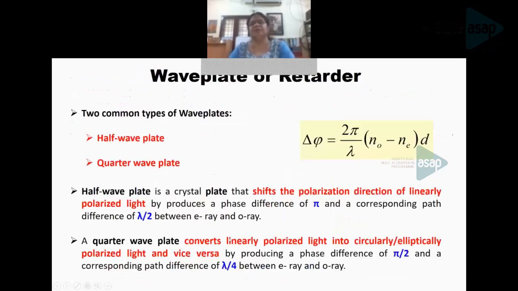There are two types of retardation plates or wave plates. That is half wave plate. The other one is quarter wave plate. Okay, half wave plate actually shifts the polarization direction of linearly polarized light by producing a phase difference of pi and a corresponding path difference of lambda by 2 between E ray and O ray. Whereas quarter wave plate converts linearly polarized light into circularly or elliptically polarized light, and vice versa, by producing a phase difference of pi by 2 and a corresponding path difference of lambda by 4.